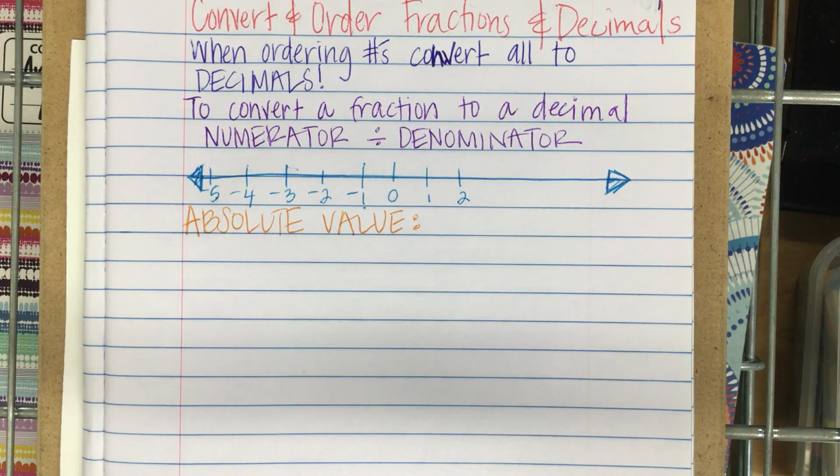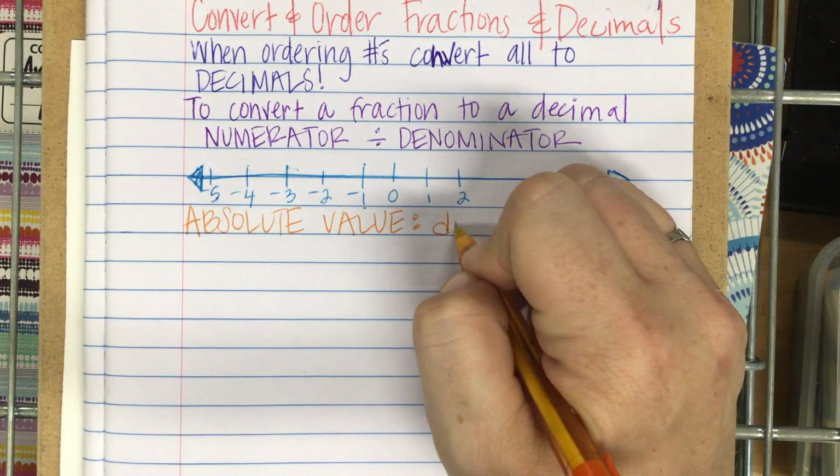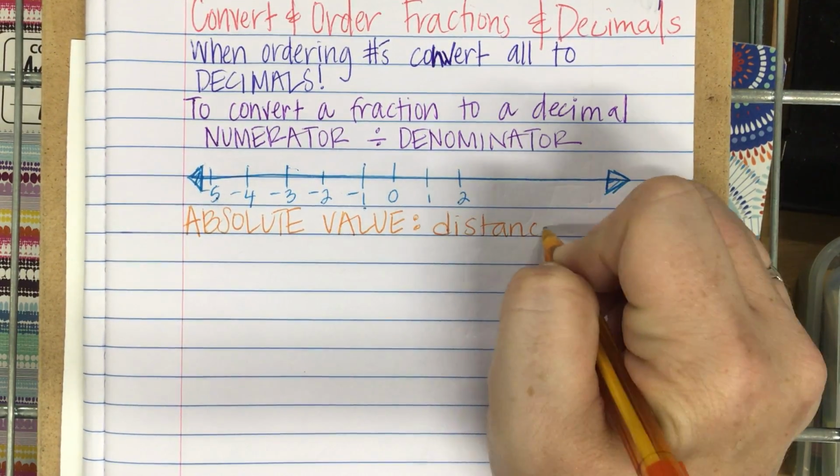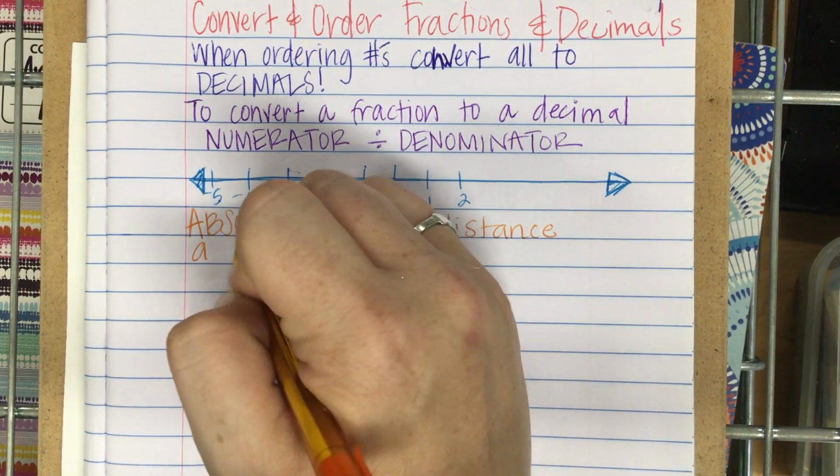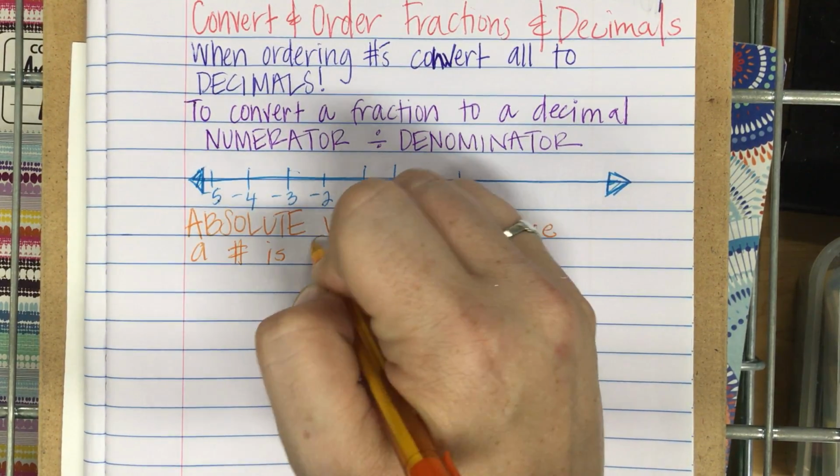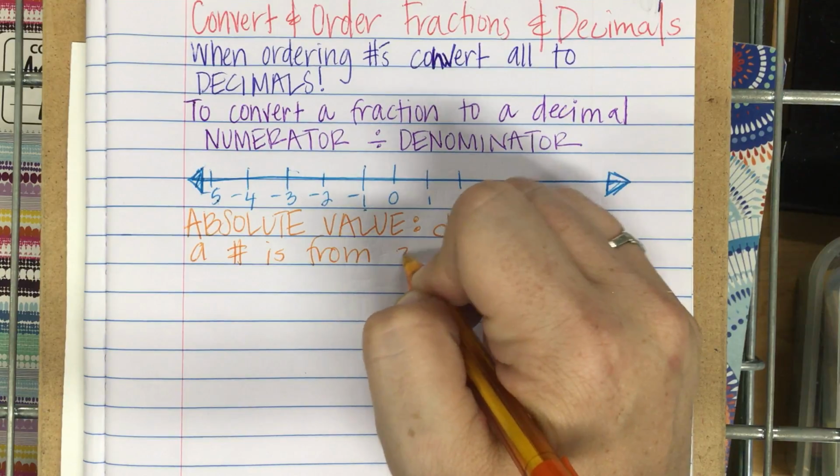Absolute value. Eliana, what is it? Yes, it's the distance a number is from 0.